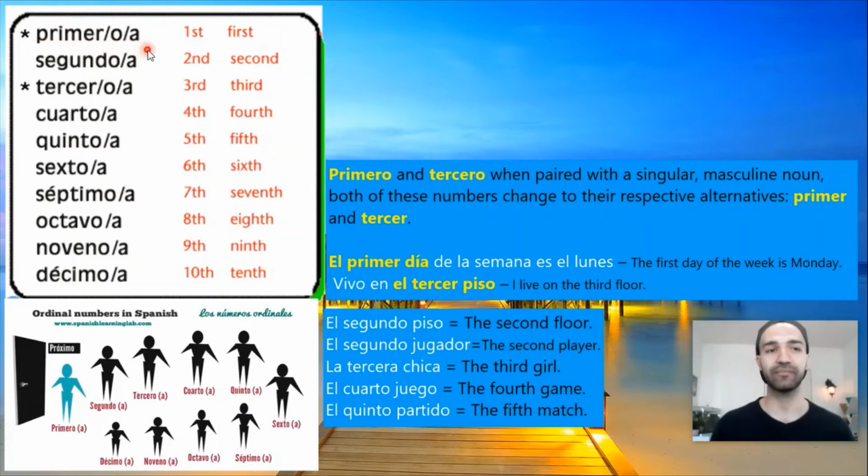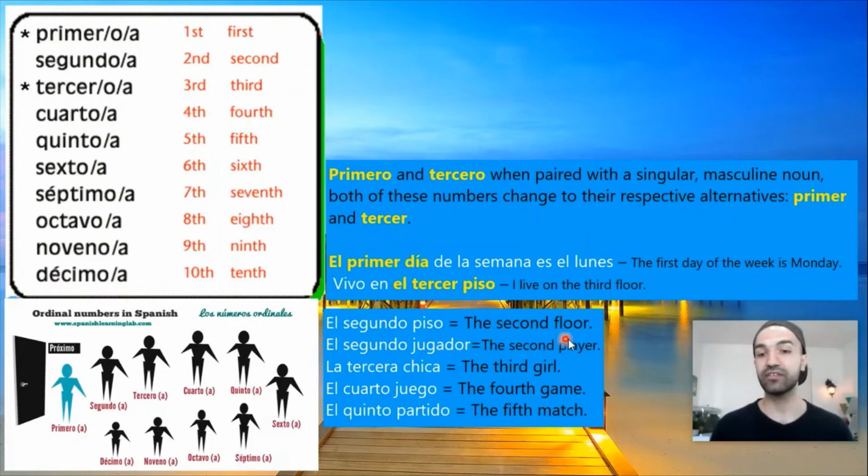So we repeat them one more time. Primero, primera. Segundo, segunda. Tercero, tercera. Cuarto, cuarta. Quinto, quinta. Sexto, sexta. Séptimo, séptima. Octavo, octava. Noveno, novena. Décimo, décima. Let's take a look at some examples.